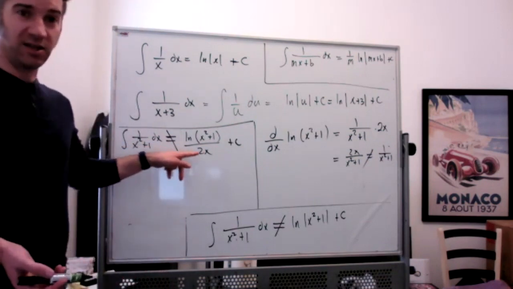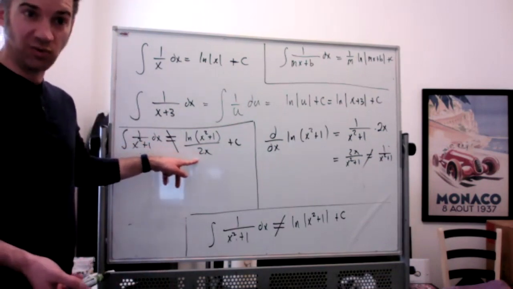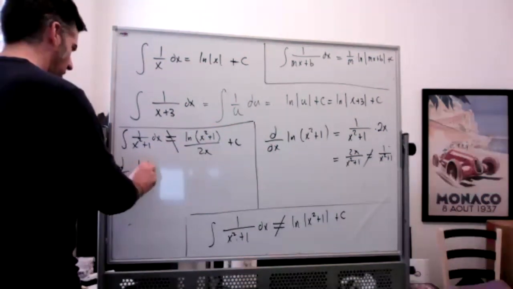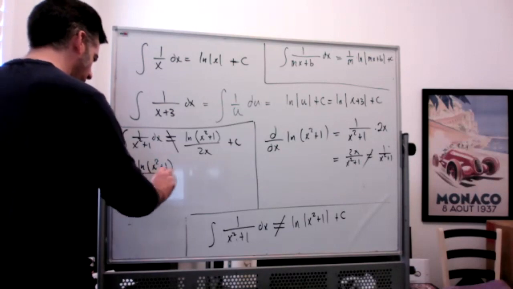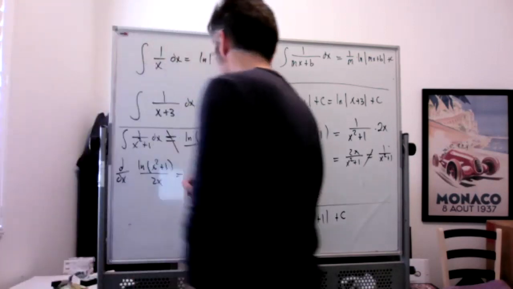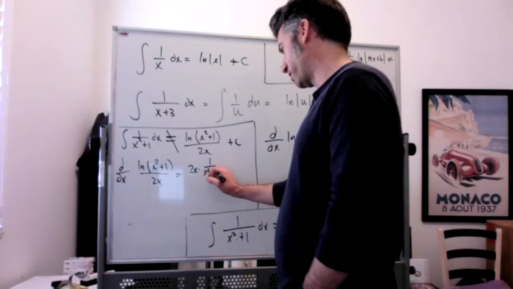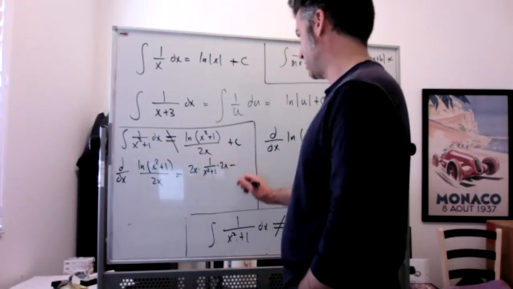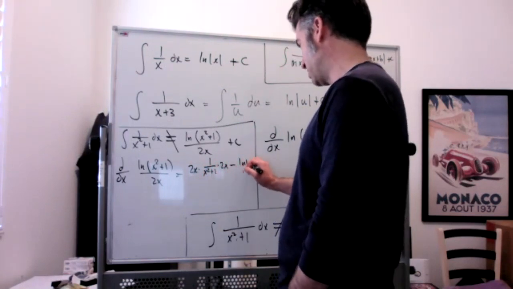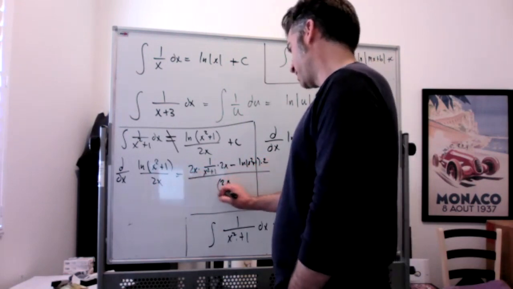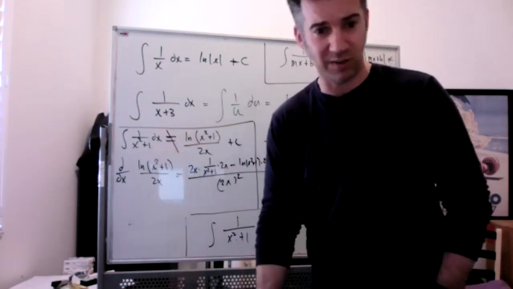Here, if you try to take the derivative of this, you'd have to use the quotient rule. The derivative of the natural log of x squared plus 1 over 2x is gross. It's the bottom times the derivative of the top, which is 1 over x squared plus 1 times 2x, minus the top times the derivative of the bottom, which is natural log of x squared plus 1 times 2, over the bottom squared. That is definitely not 1 over x squared plus 1.